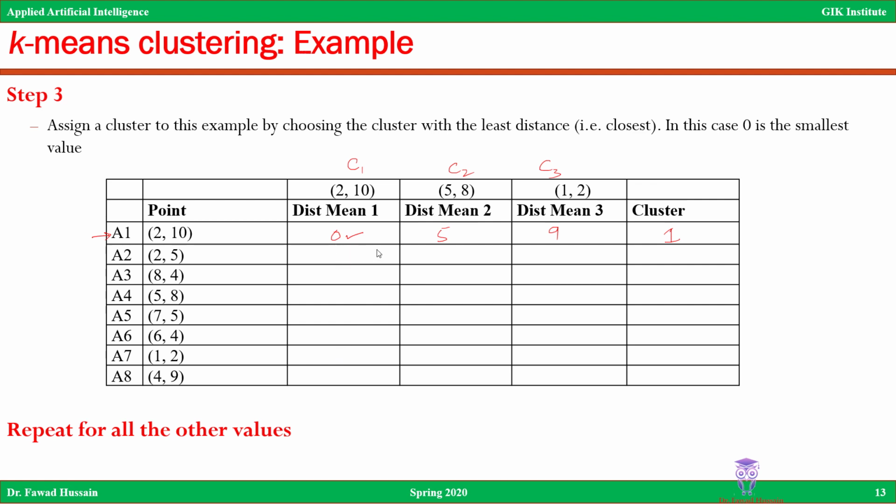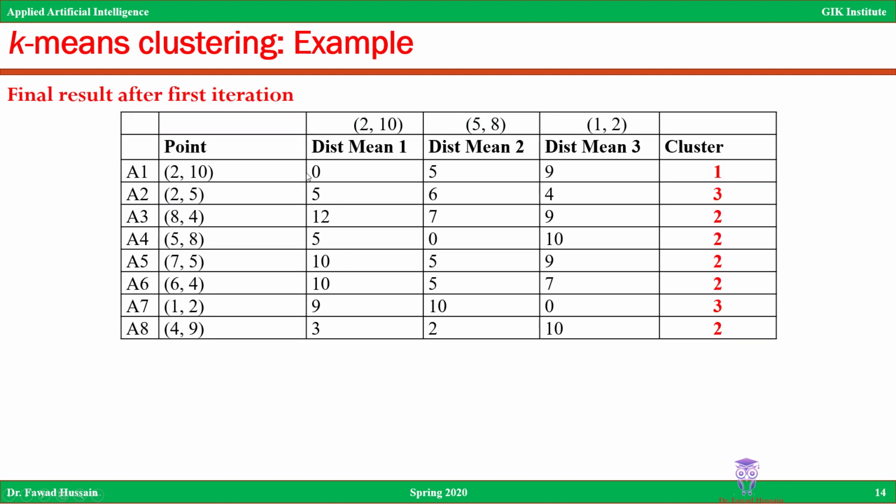And in the same manner, I have to fill these and then assign a cluster here, and then fill these and then a new cluster, and so on. So when I repeat it for all other values, I calculate the distances with each of the three clusters, I end up with something like this. So 0, 5, 9, 0 is the smallest value, I put a 1. 5, 6 and 4, 4 is the smallest value, belongs to the cluster number 3, so I put a 3 over here, and so on.